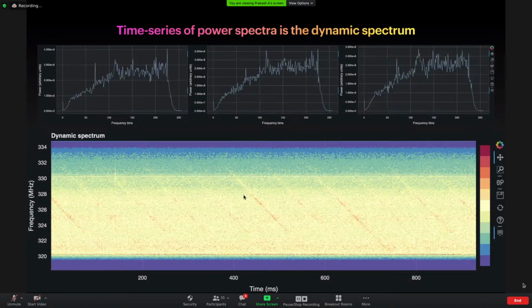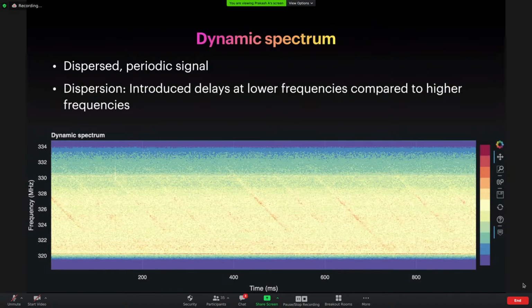Okay, till this point, things are clear to everyone? Does anyone have any question about the dynamic spectrum, or how to get the dynamic spectrum?